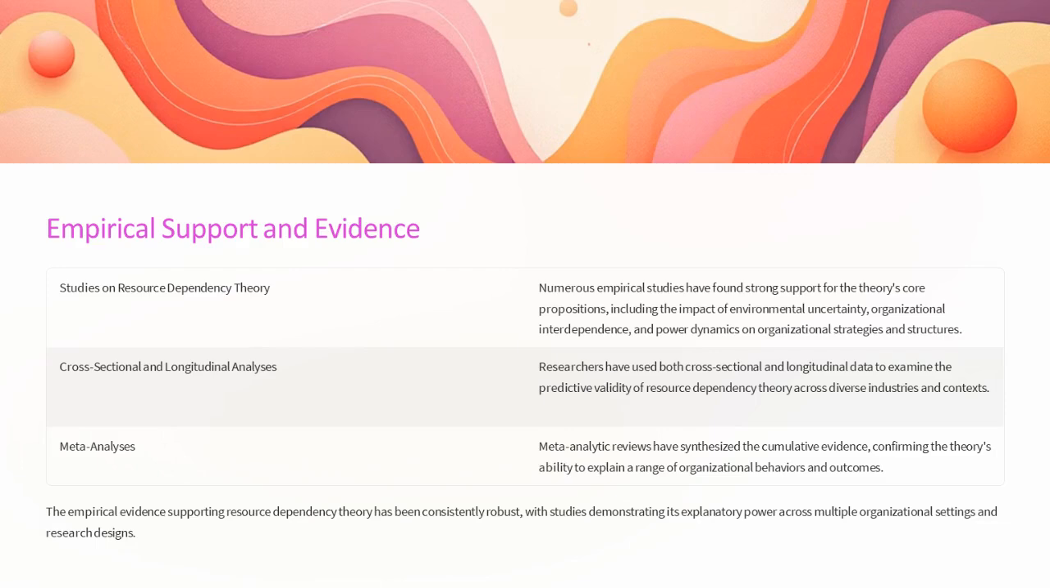Numerous empirical studies have found strong support for the theory's core propositions, including the impact of environmental uncertainty, organizational interdependence, and power dynamics on organizational strategies and structures.